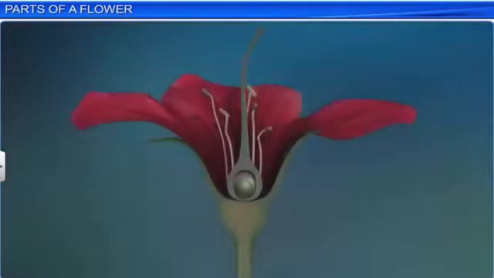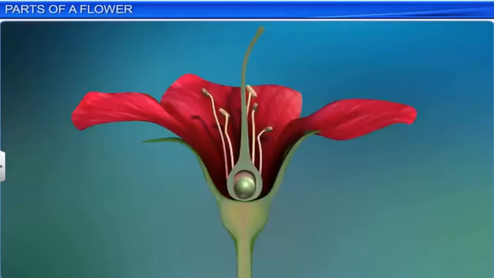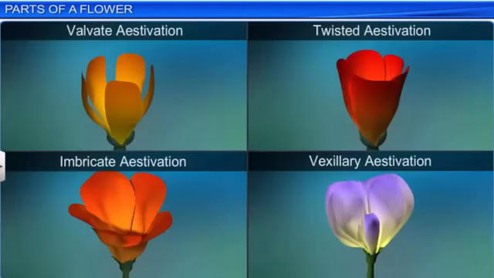The arrangement of the sepals and petals also characterizes a flower. The positional arrangement of the sepals and petals with respect to other members of the same whorl within a flower bud is called aestivation. Aestivation is of many types. However, the main ones are valvate, twisted, imbricate, and vexillary.